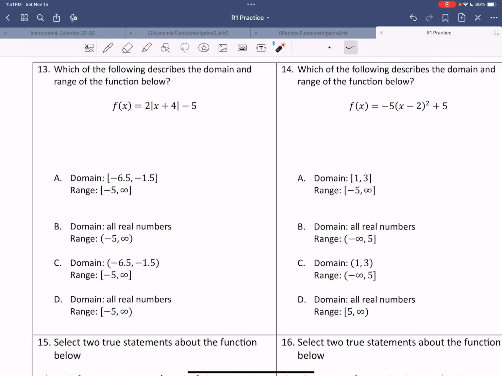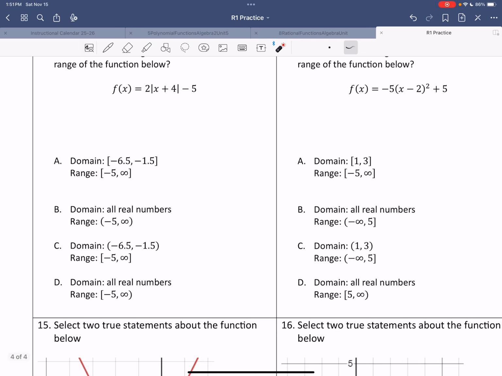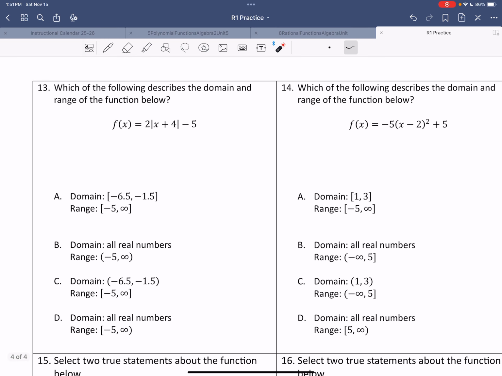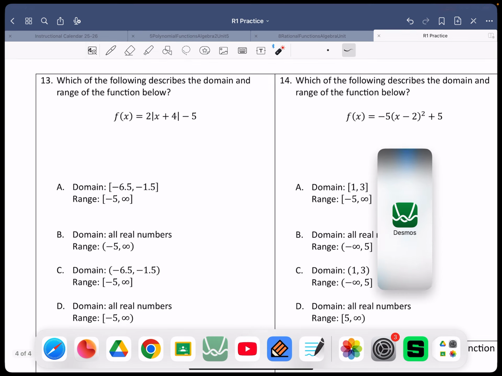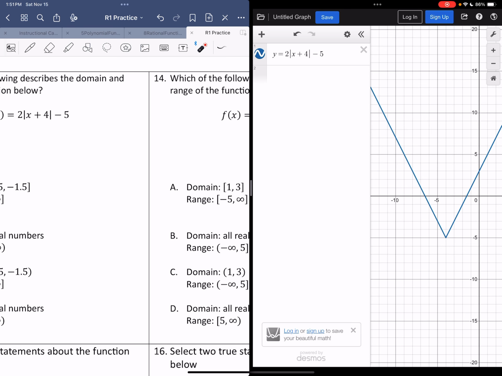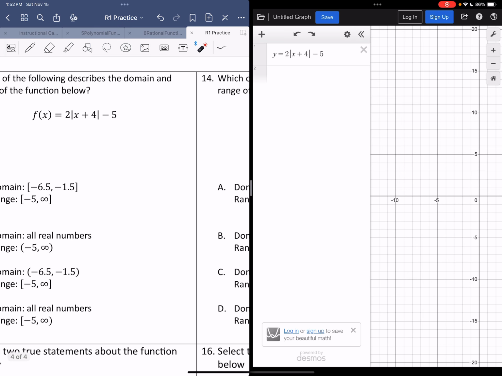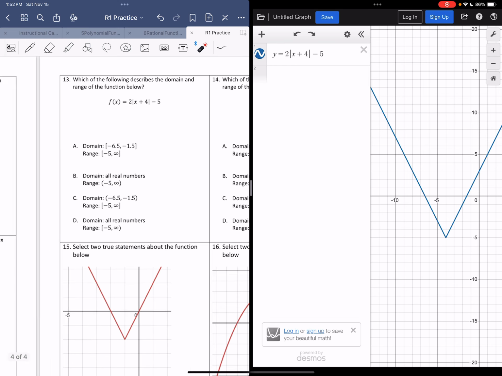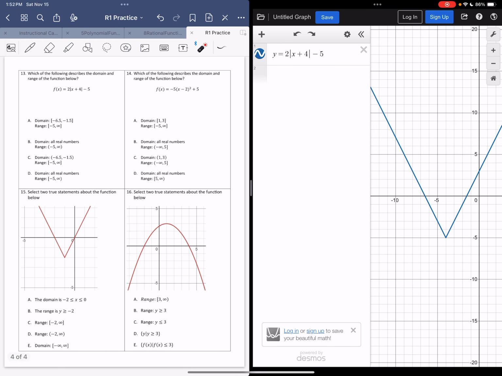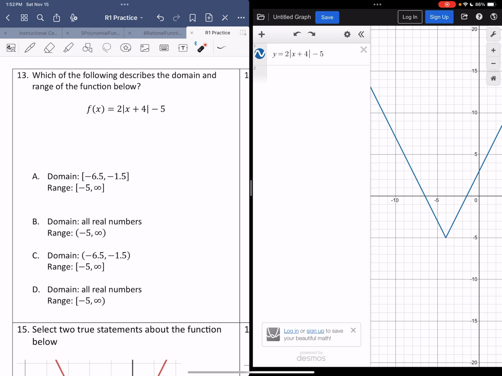Which of the following describes the domain and the range of the function below? They gave us this and they gave us this one. As you can see, they did not even give us the graph, so we actually have to put this one into decimals. We did it before, and I actually graphed it here a long time ago. So watch this.